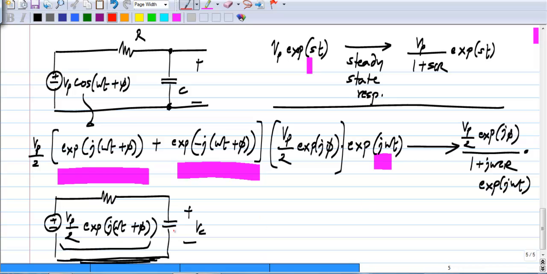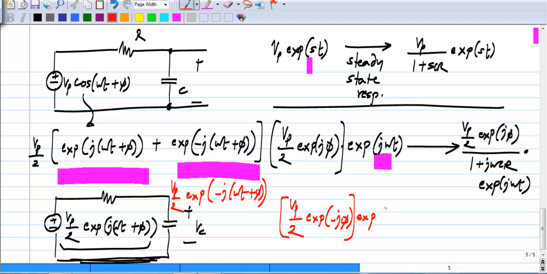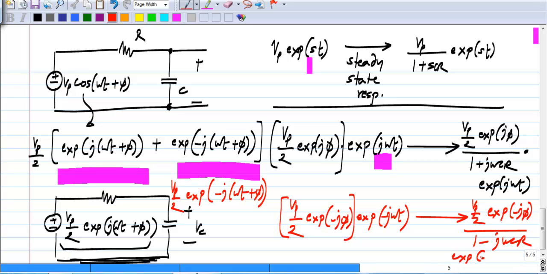Similarly, if we have Vp by 2 exponential minus j(omega t plus phi) as our input, which can be written as Vp by 2 exponential minus j phi exponential minus j omega t, the response would be Vp by 2 exponential minus j phi divided by 1 minus j omega CR exponential minus j omega t. So all I do is, in this solution, I have to put s equals minus j omega. That's all. Okay? So, the steady state response is simply the sum of this and that one.